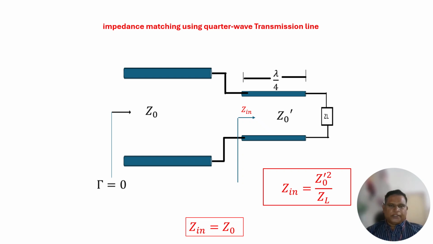This Z0 dash is the characteristic impedance of the quarter wave transmission line, ZIN is the input impedance of this quarter wave transmission line, and ZL is the load impedance. We can achieve impedance matching by adding this quarter wave transmission line to the actual transmission line with characteristic impedance Z0. Therefore, under the impedance matching conditions, ZIN is equal to Z0 dash whole square divided by ZL. Therefore, ZIN is equal to Z0.